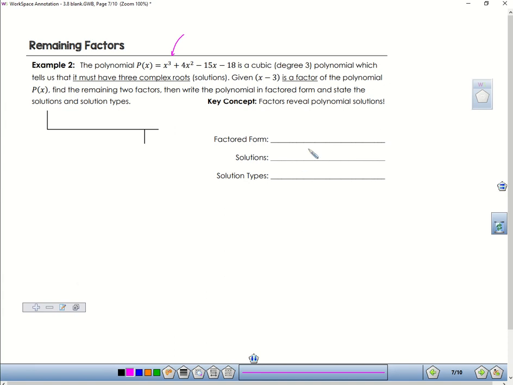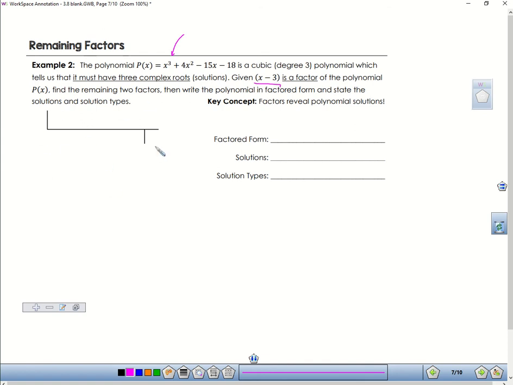So, they give us the fact that x minus 3 is a factor of the polynomial, and they want us to find the remaining 2 factors. So tell me what would happen if we divide something by a factor. What is the result of the remainder? 0. Like if we divide 36 by 6, what's the remainder of that? 0. There's a remainder of 0. That must be a factor. So our result here would be a 0.